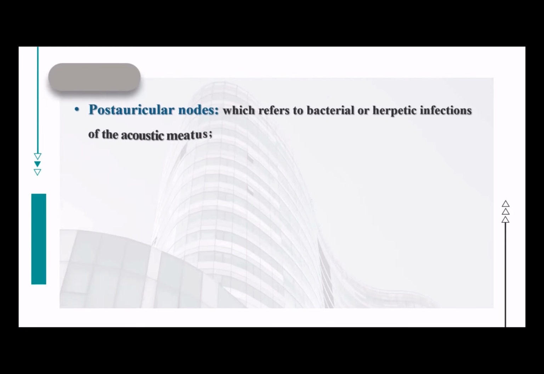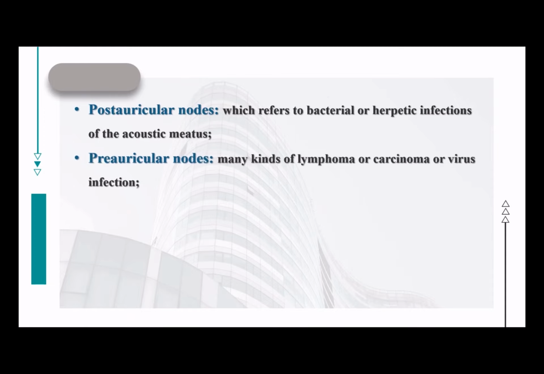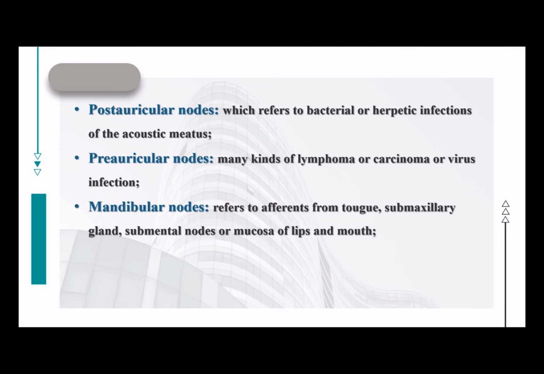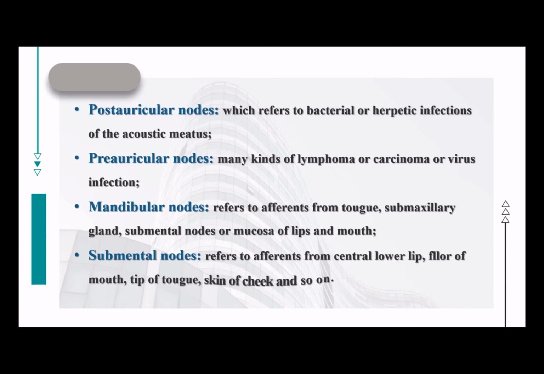Postauricular nodes refer to bacterial or viral infection of the acoustic meatus. Preauricular nodes, many kinds of lymphoma or carcinoma or virus infection. Mandibular nodes refer to afferents from the tongue, submaxillary gland, submental nodes, or mucosa of lips and mouth. Submental nodes refer to afferents from the central lower lip, floor of mouth, tip of tongue, skin of cheek, and so on.